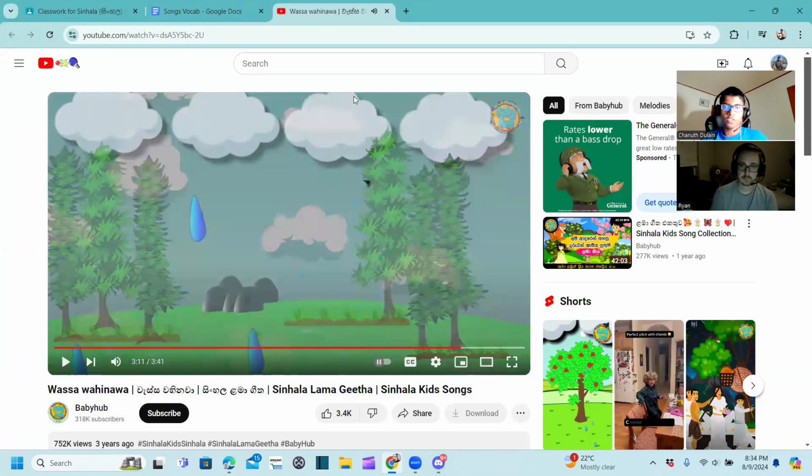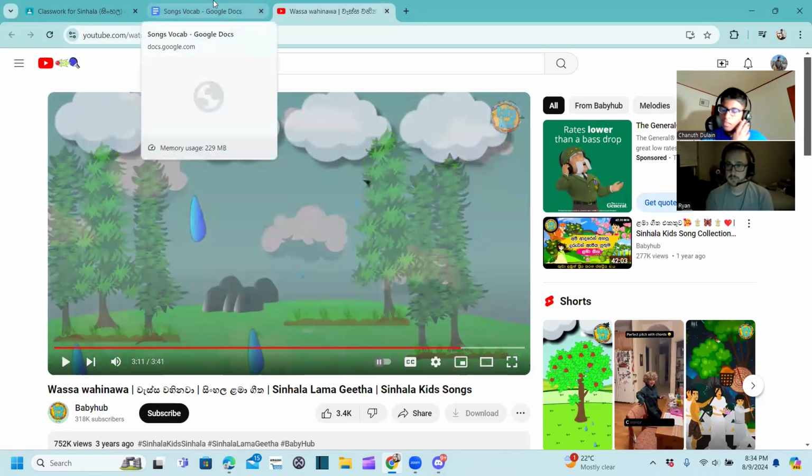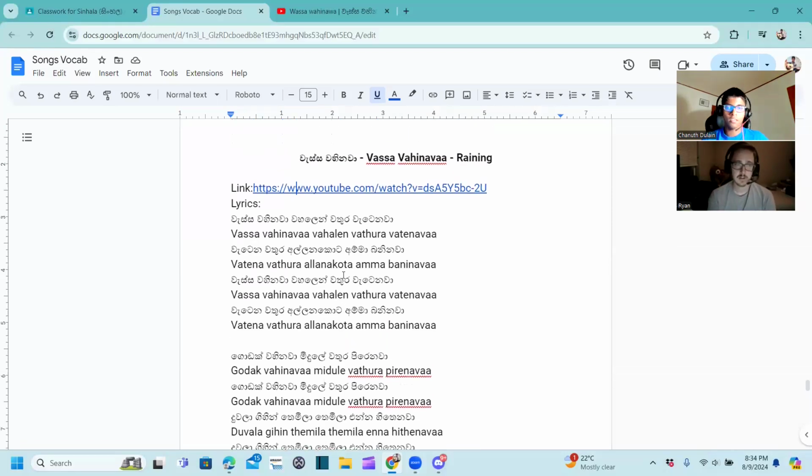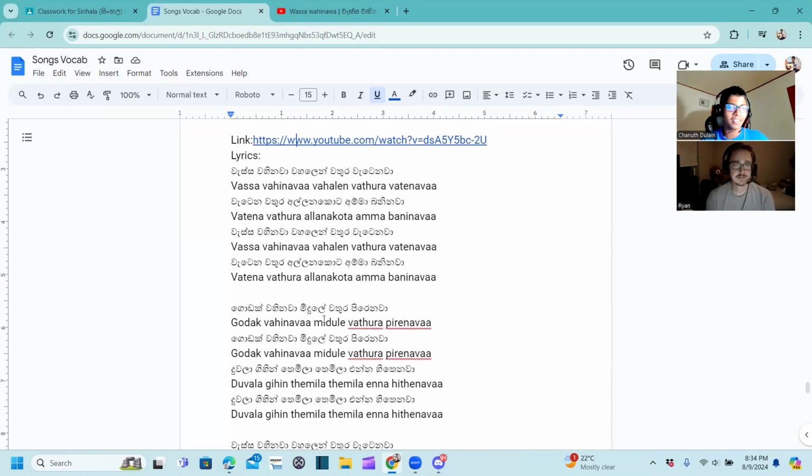All right, let's try to find the meaning behind it. So, I heard "amma," which is mom, several times, and I heard "watura," which is water. Yep, good. There you go. So we have "Vassa Vahinavaa, Vahalen Vatura Vetno." So it's raining, and the water is falling from the ceiling, right?